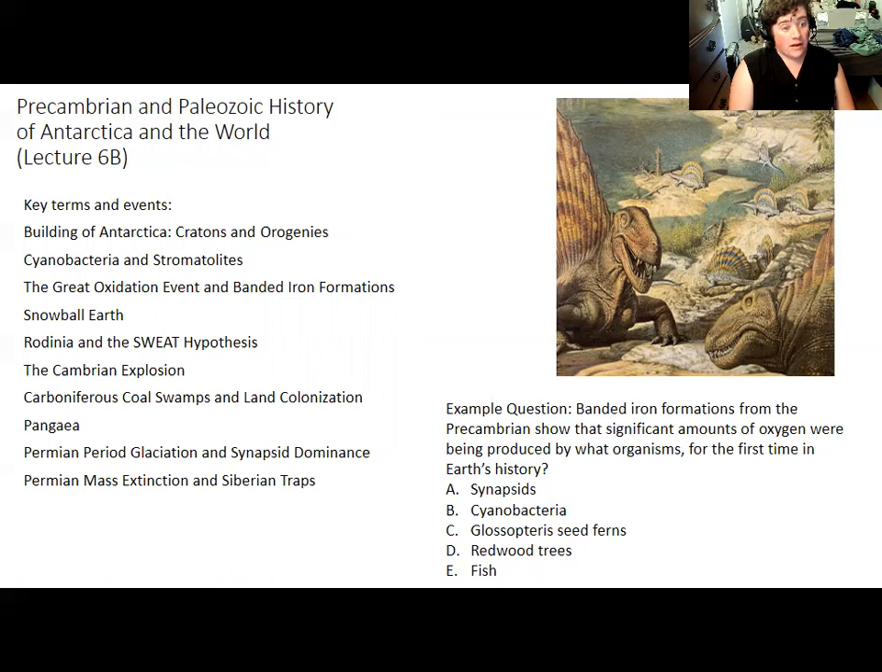But the discovery of stromatolites, which are those trace fossils made by layers upon layers of cyanobacteria growing and leaving behind sand, are some of the first fossils we have, and also some of the first evidence we have that the Earth was starting to become oxygenated.